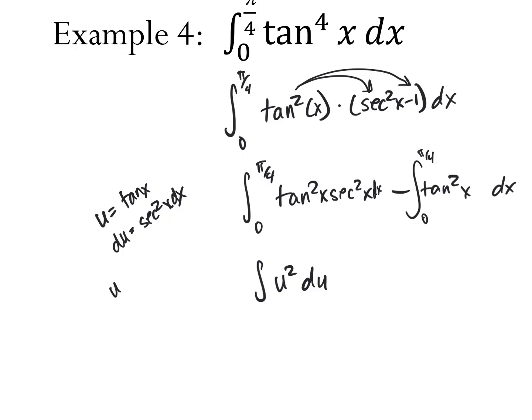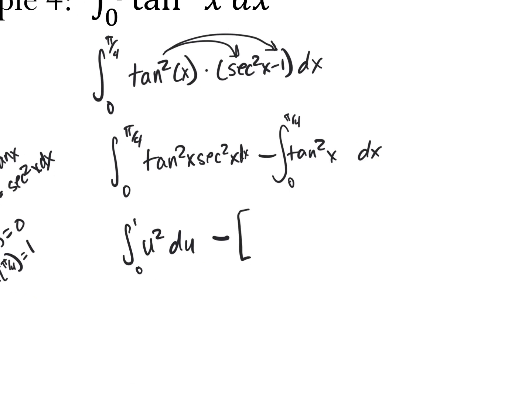And then I say, well, what is u of 0? Well, what's the tangent of 0? 0. What is u of pi over 4? 1. That feels very doable, doesn't it? Minus. My next piece I would recommend y'all put in these brackets because it's really easy to lose.